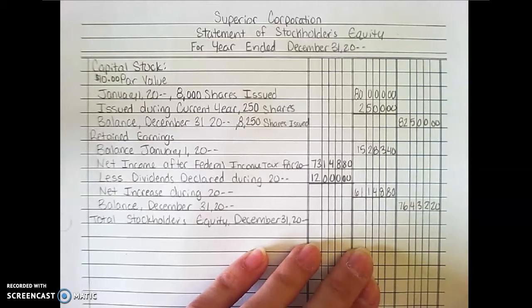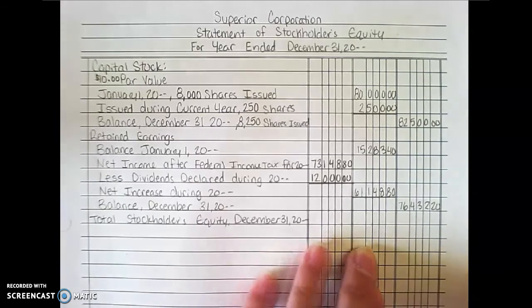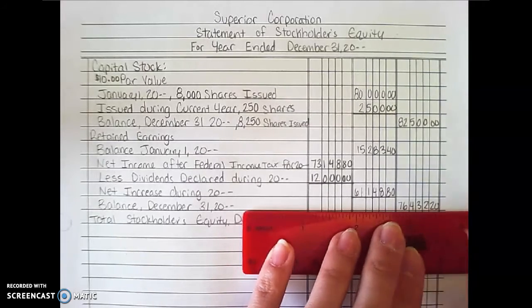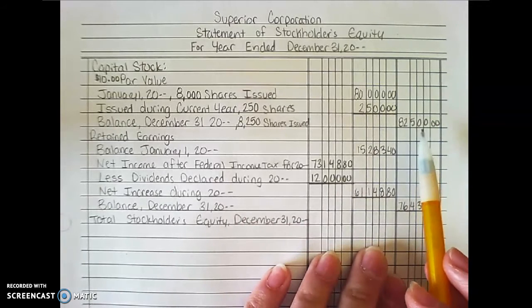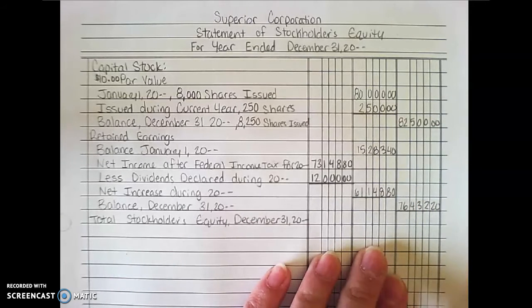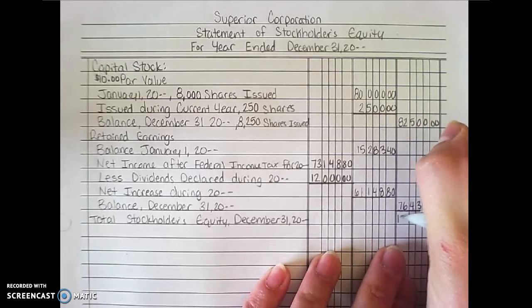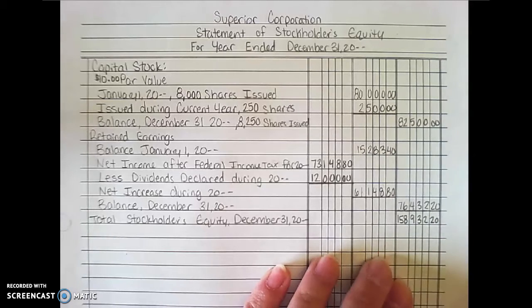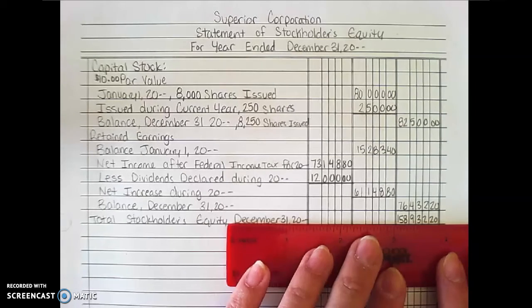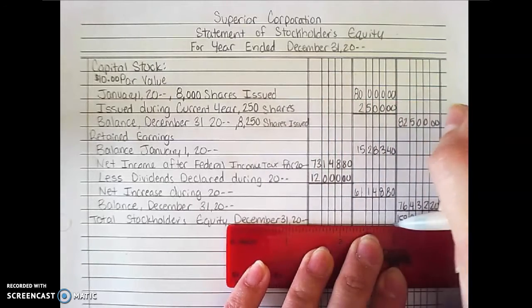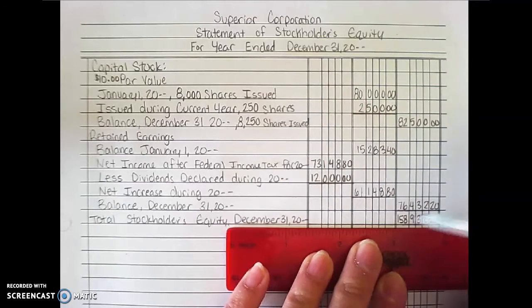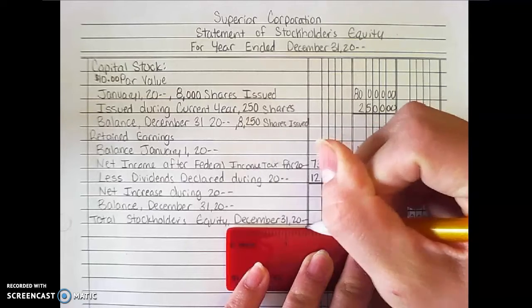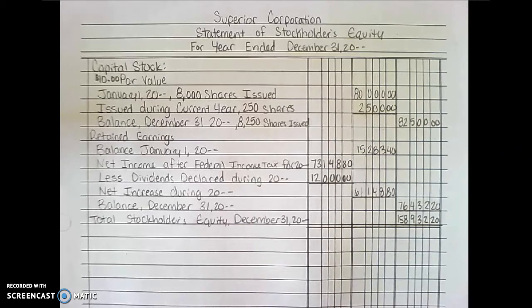Okay. Next, what we need to do is we need to calculate our total stockholders' equity. So I'm going to draw a single line here. And to calculate that, we'll take our balance of capital stock and we will add our balance for retained earnings, and that will be $158,932.20. Then just go ahead and double rule when we are done. I'm going to leave this here so you can see the ending here.